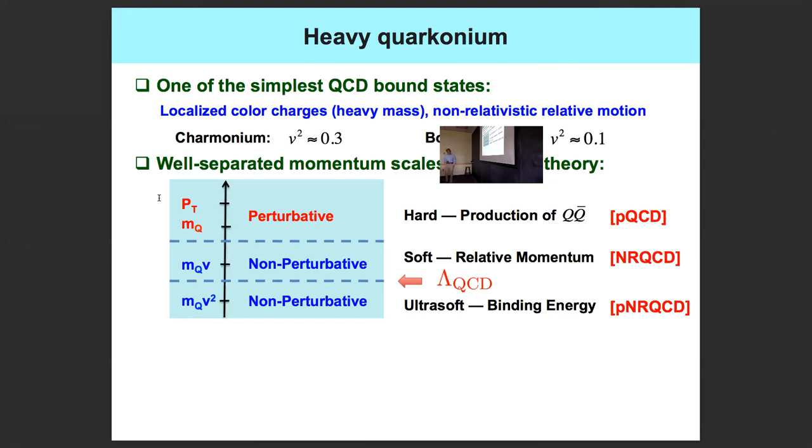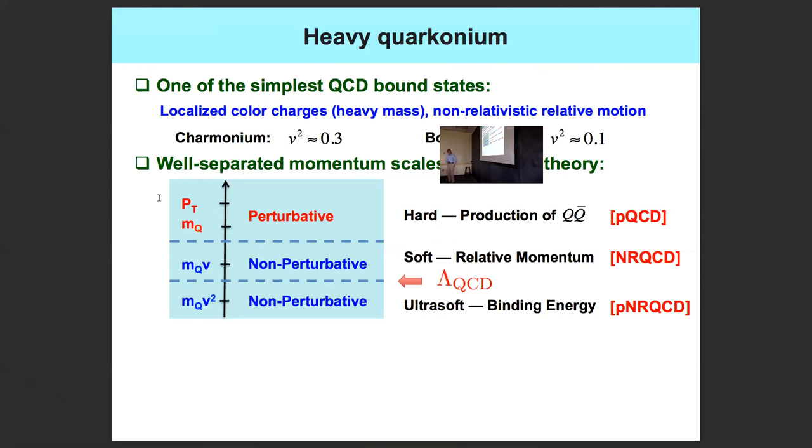What I'm interested in is, if you try to produce it, to use it as a probe, the second row of this quarkonium. There are multiple scales involved, and those scales are separate. So that really gives you the chance to introduce effective theory.